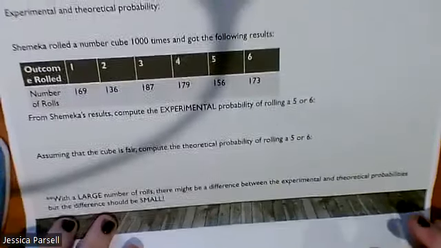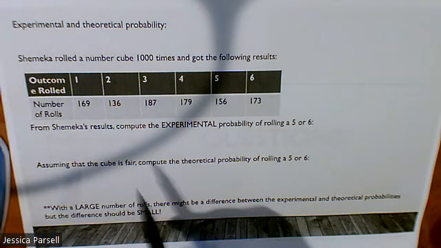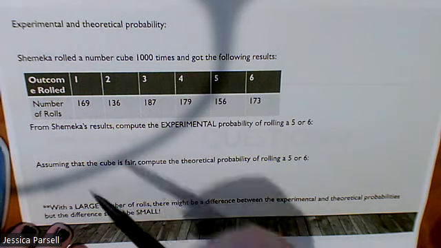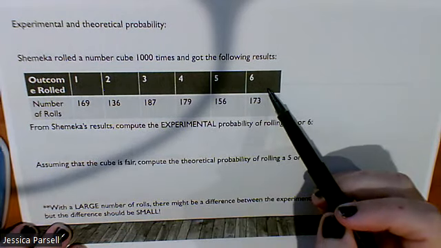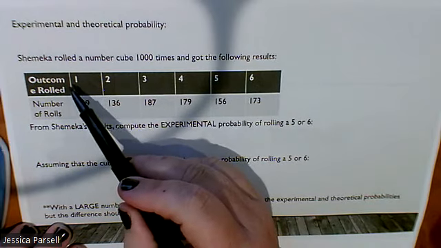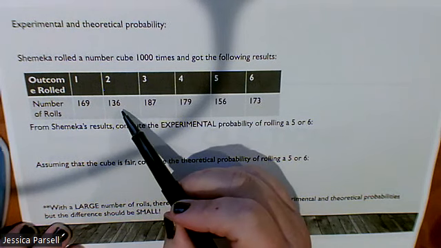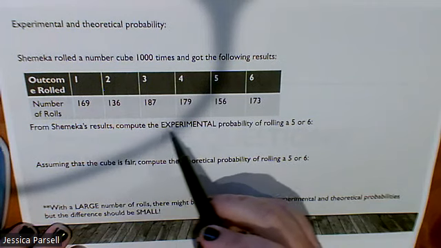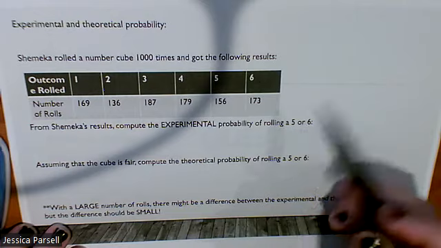Okay, we're coming into our last question here. Experimental and theoretical probability. Okay, Shamika rolls a number cube 1,000 times and gets the following results. And here are the outcomes: 1, 2, 3, 4, 5, and 6 on the cube. So for example, she rolled the number 1 169 times, the number 2 she rolled 136 times, and so forth. From Shamika's results, compute the experimental probability of rolling a 5 or a 6.